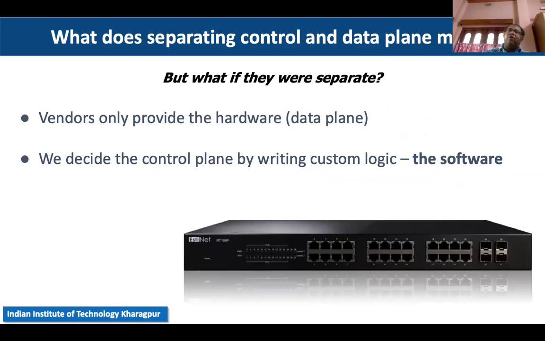Now, let us see what separating control and data plane means. Ideally, the vendors will only provide the hardware, that is the data plane, and we decide the control plane by writing custom logic, the software. That means the software, I can make it centralized. The data plane will be distributed. That means I have multiple routers which will just do the forwarding task, but there would be a central unit which will decide about the routing table and push it to the individual routers.